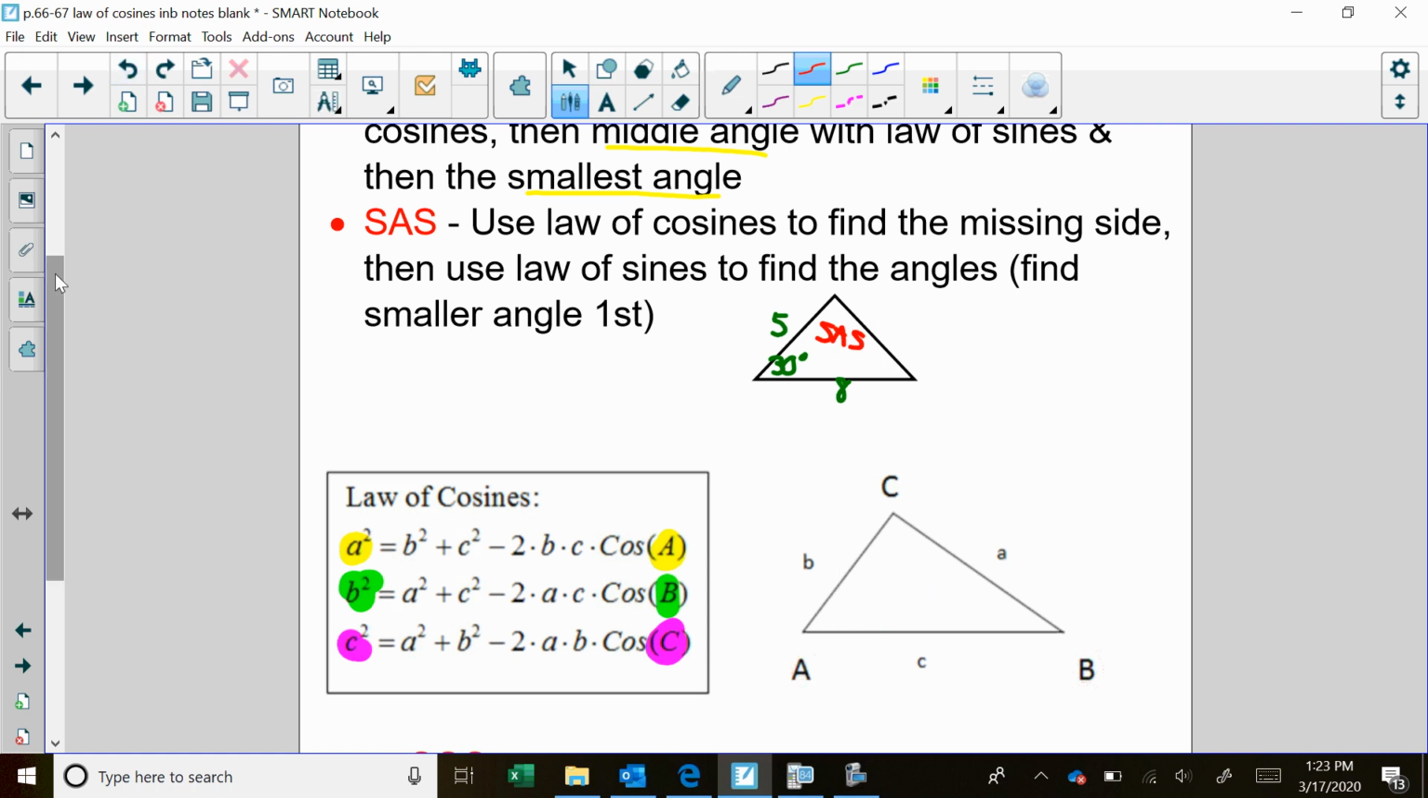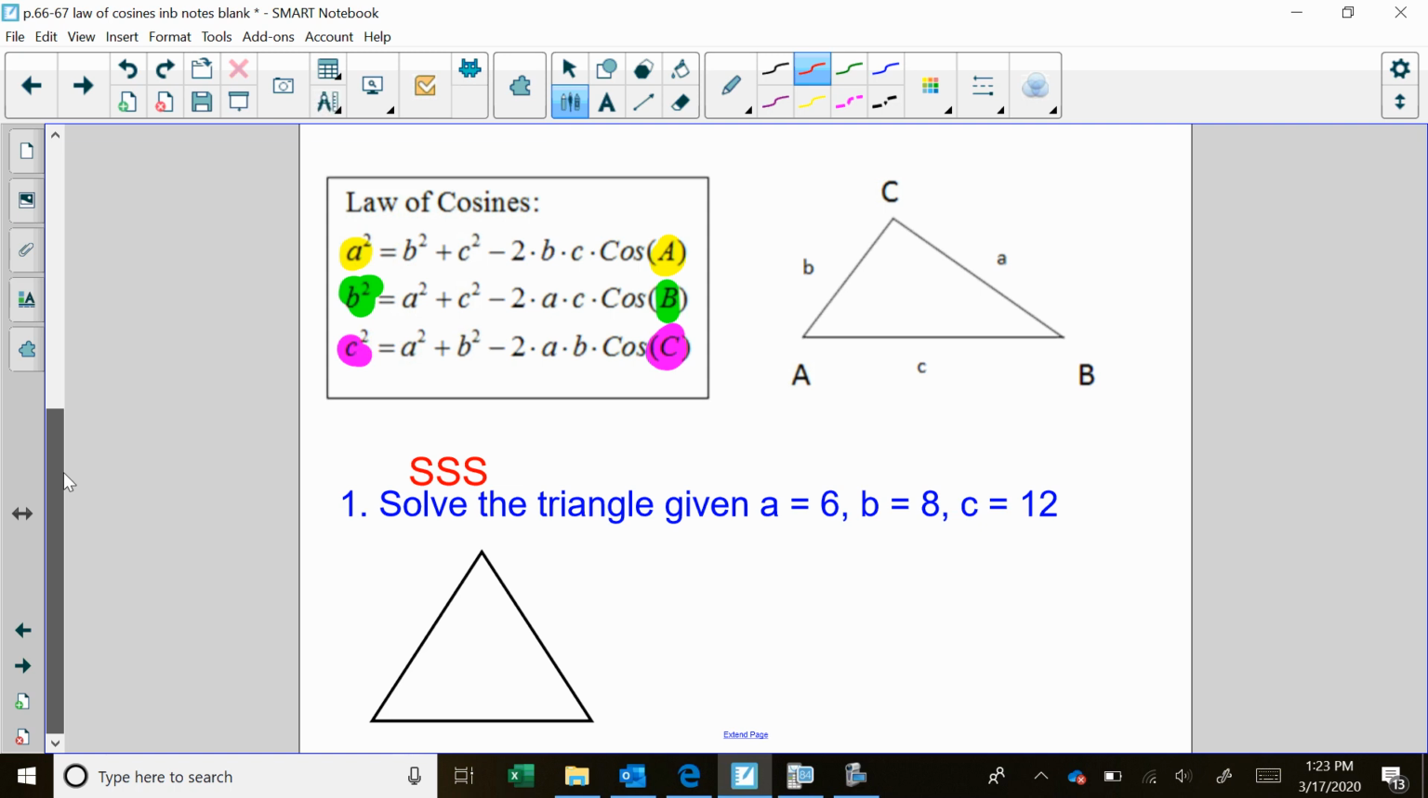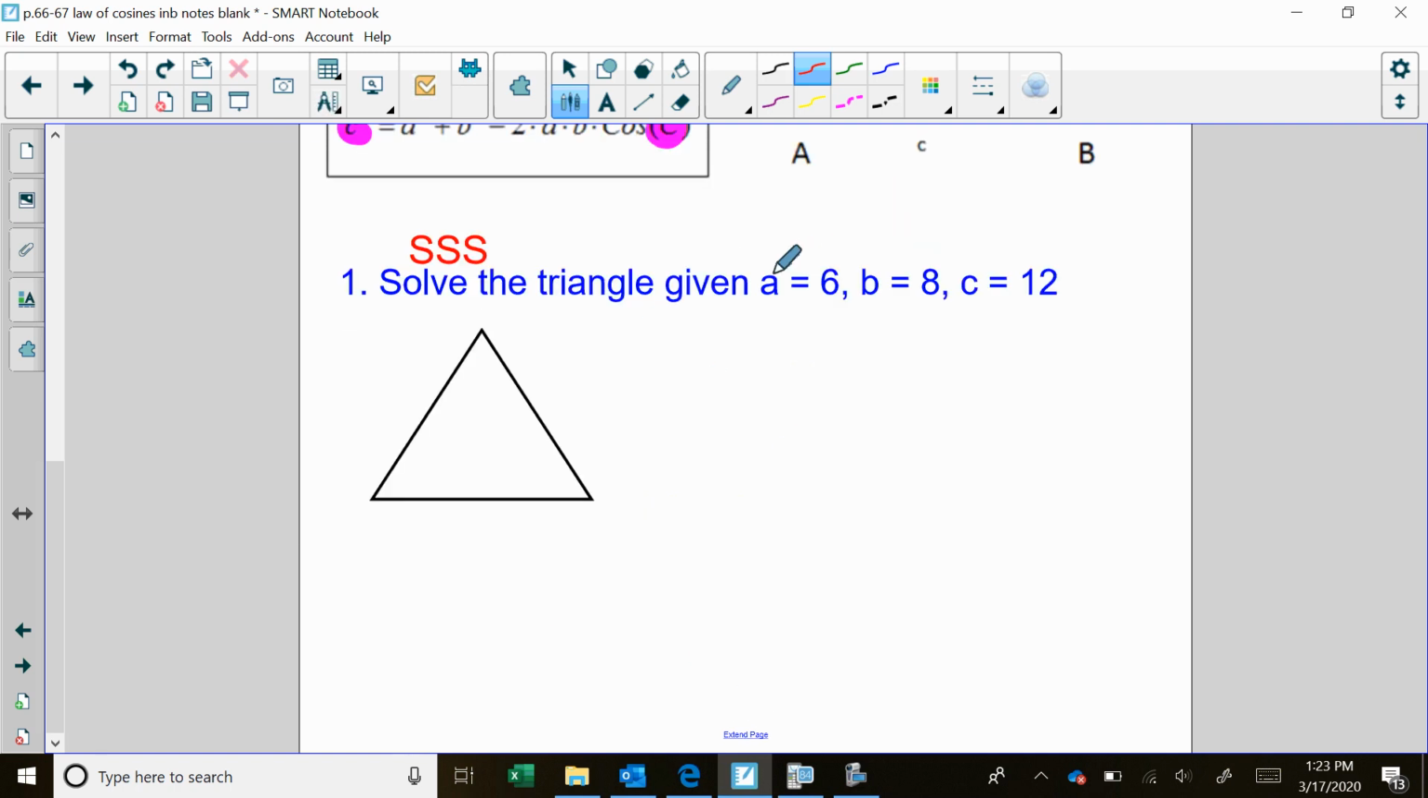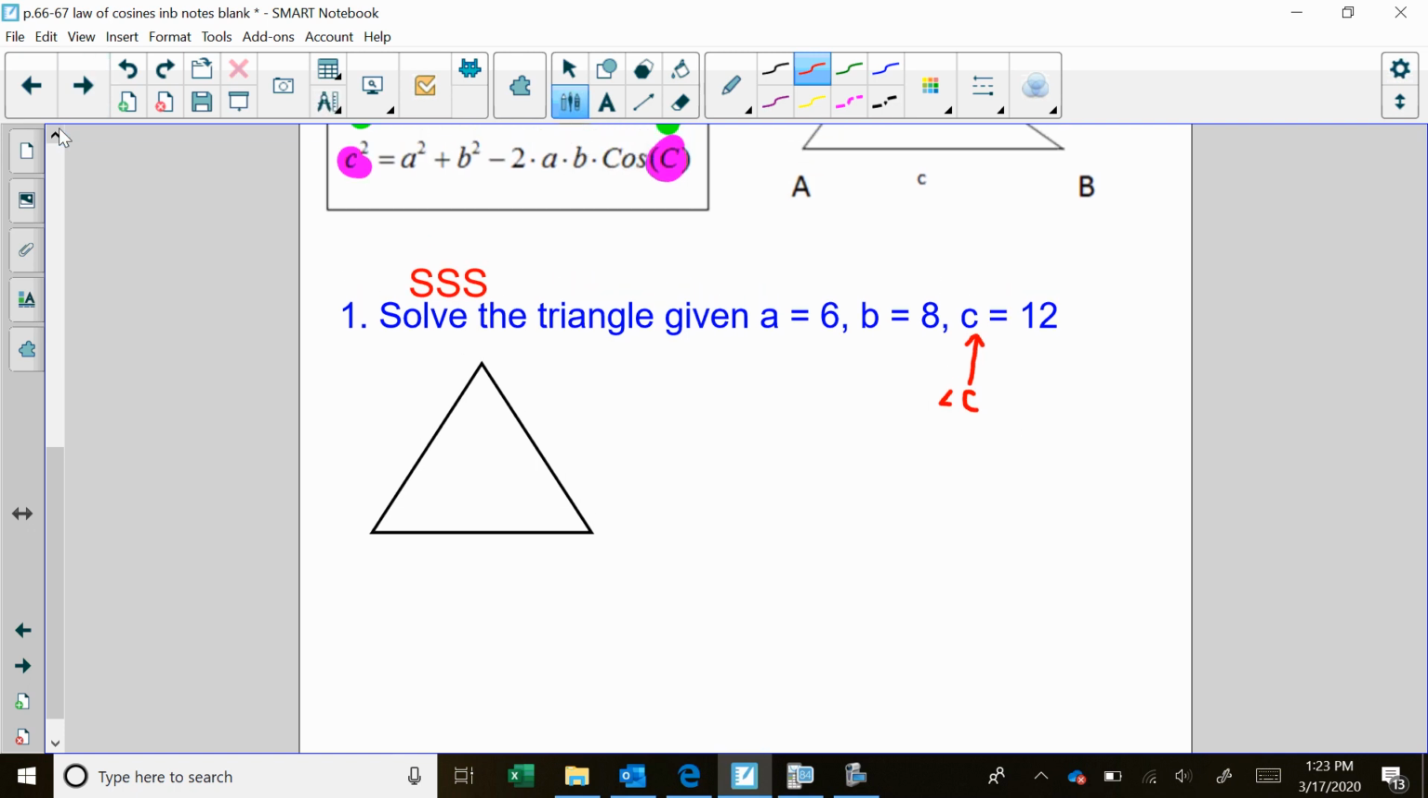All right, so let's jump into our first example, which is a side-side-side example. Please note that we're given the sides 6, 8, and 12. And so what we were instructed to do was to find the biggest angle first. So angle C will be the biggest. So we're going to find angle C first using the law of cosines. And so this is the formula that we're going to be using.